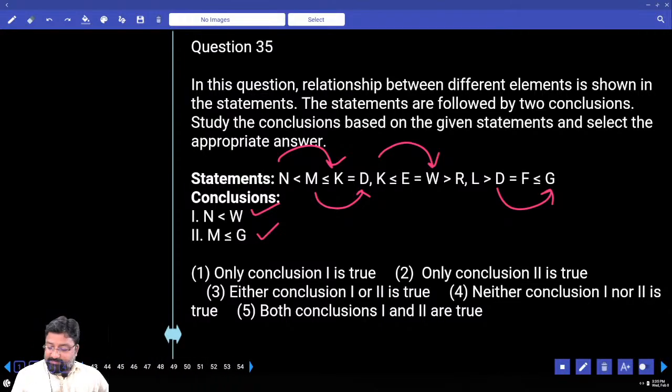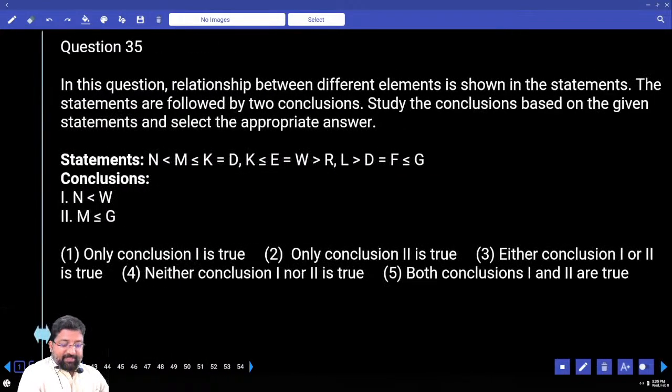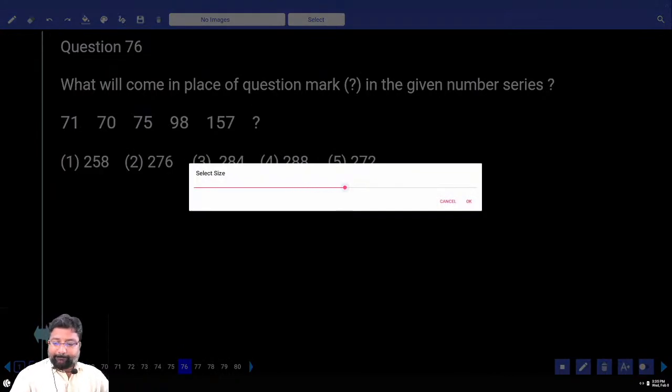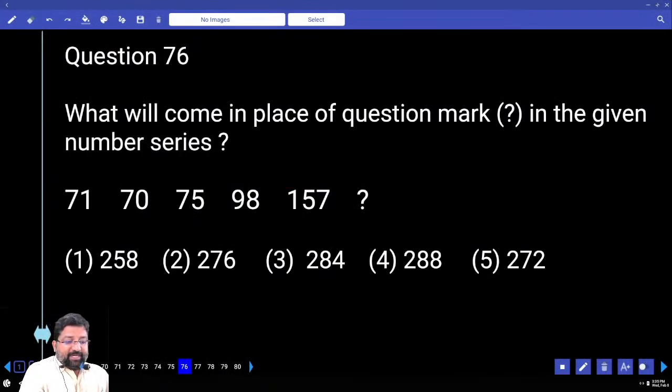Now we are looking at number series. The series is 76, 76. Okay, how much is this? I don't see a huge increase, it's very gradual. So we'll go with the differences. Is it plus 1 or minus 1? Minus 1. How much is this? Plus 5. Plus 23. How much is this? 59.